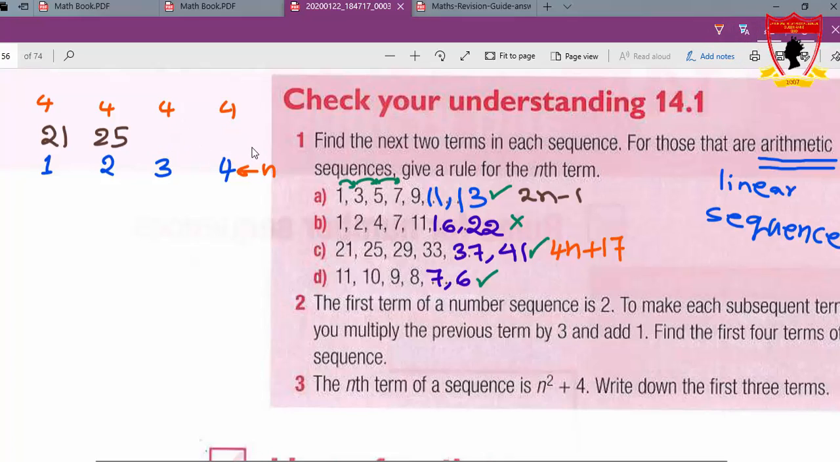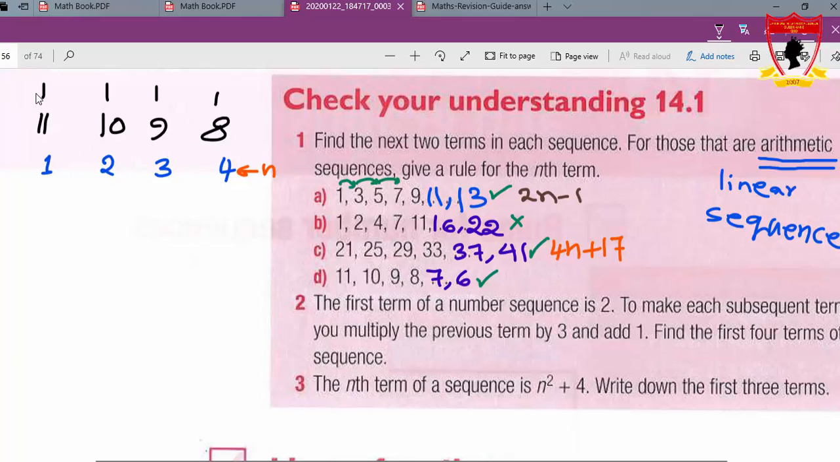Now for sequence D, the first term is 11, then 10, then 9, 8. 1, 2, 3, 4 never changes. Now the difference between these two is 1. The difference between these two is 1, 1, 1. Okay? Now 1 times 1 is 1. So how can we get 11? Can we say 1 plus 10? 1 plus 10 is 11, but 1 times 2 is 2, plus 10 will not be 10.